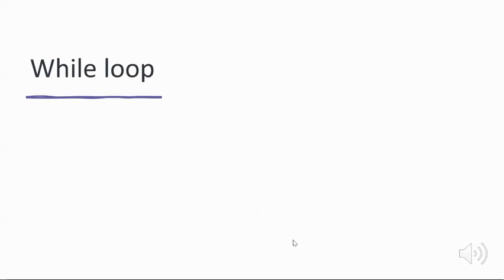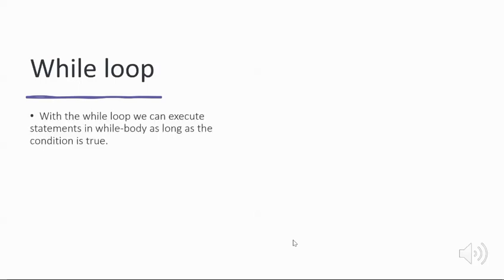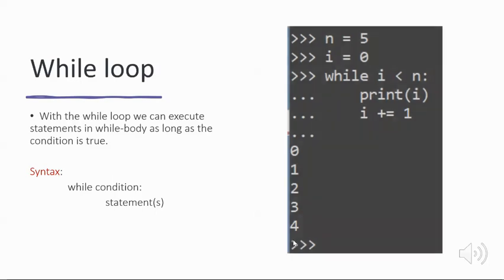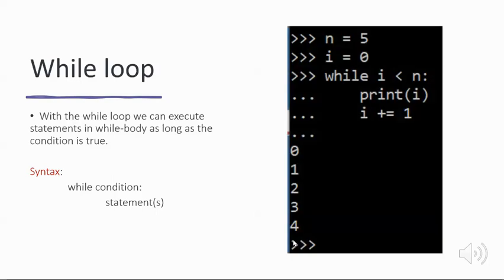With the while loop, we can execute statements in the while body as long as the condition is true. Here is the syntax of the while loop: while condition, then statements. In the example, we can see n is 5, i is 0. While condition i is smaller than n, then execute the while body, print i, then increment i. So this will be a loop repeatedly executing to print i, and we can see the results.